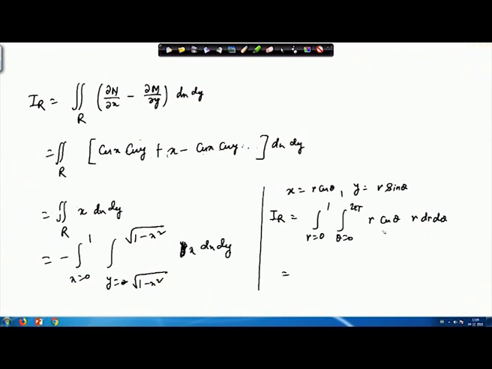Then if we separate, this will reduce to r running from 0 to 1 of r square dr, and then we integrate from 0 to 2 pi cos theta d theta. If I integrate cos theta, it will be sin theta, and sin theta at theta equals 2 pi and theta equals 0 is 0. So, ultimately the value of the integral is 0.